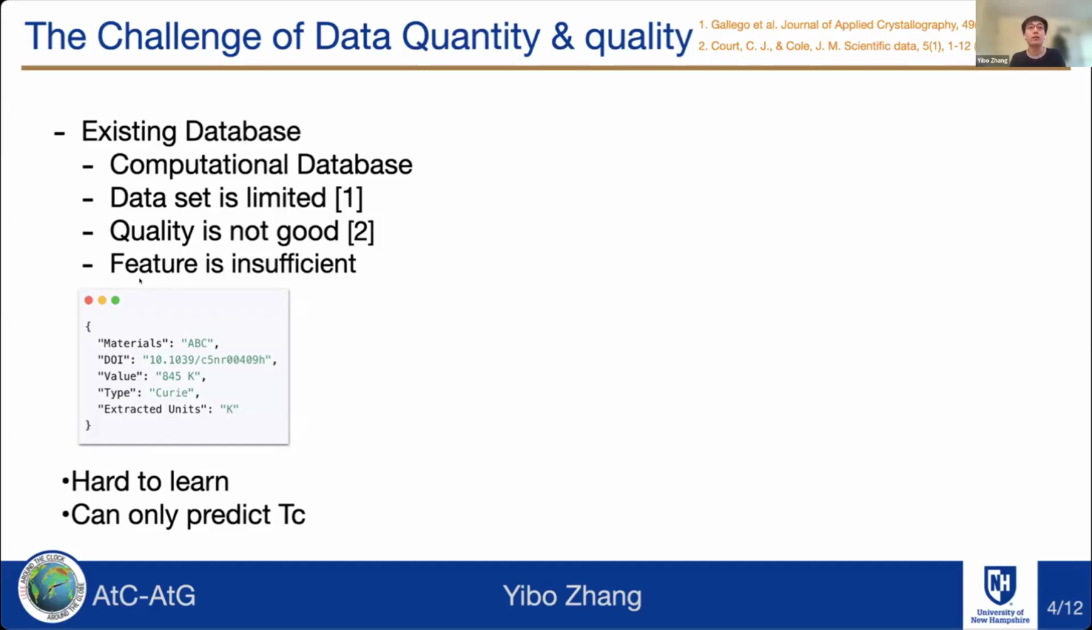And the features are insufficient, which means that we want every dimension of a material. For example, this is not a good example, but it has the material name and the Curie temperature. But if we train a model based on this kind of data, it's hard to learn because we only have the material name. We need something like structure to identify the material. And we can only predict the Curie temperature because they only have this feature. So this is not a good example. We need to build something with high volume and many features.